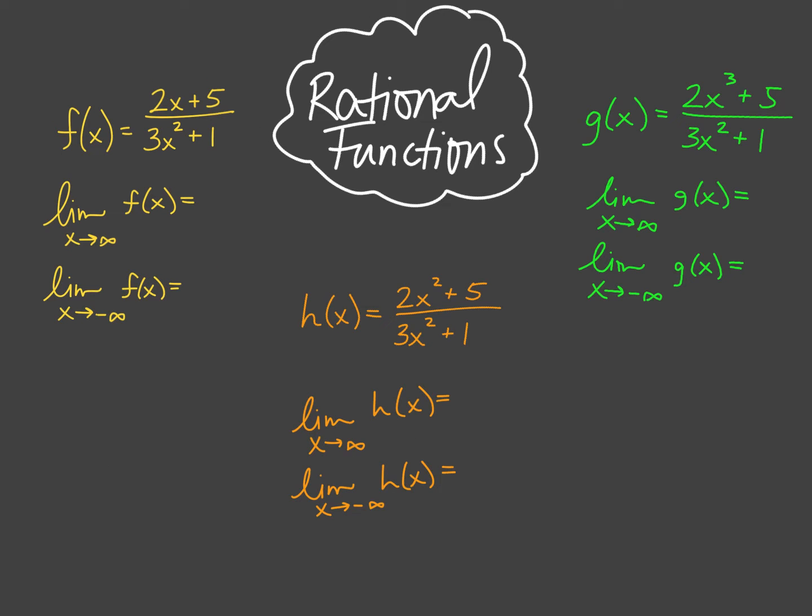Now that we've seen that main theorem for a rational function, let's take a look at 3 separate rational functions here and explore their limits as x approaches both infinity and negative infinity. We'll start with f of x.